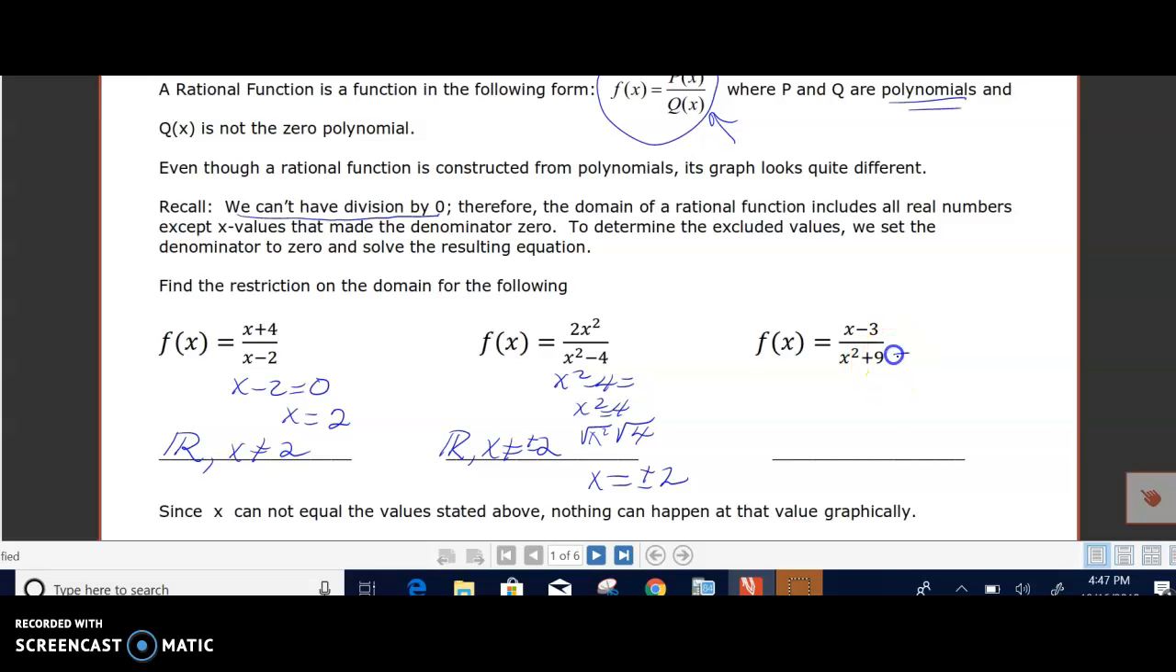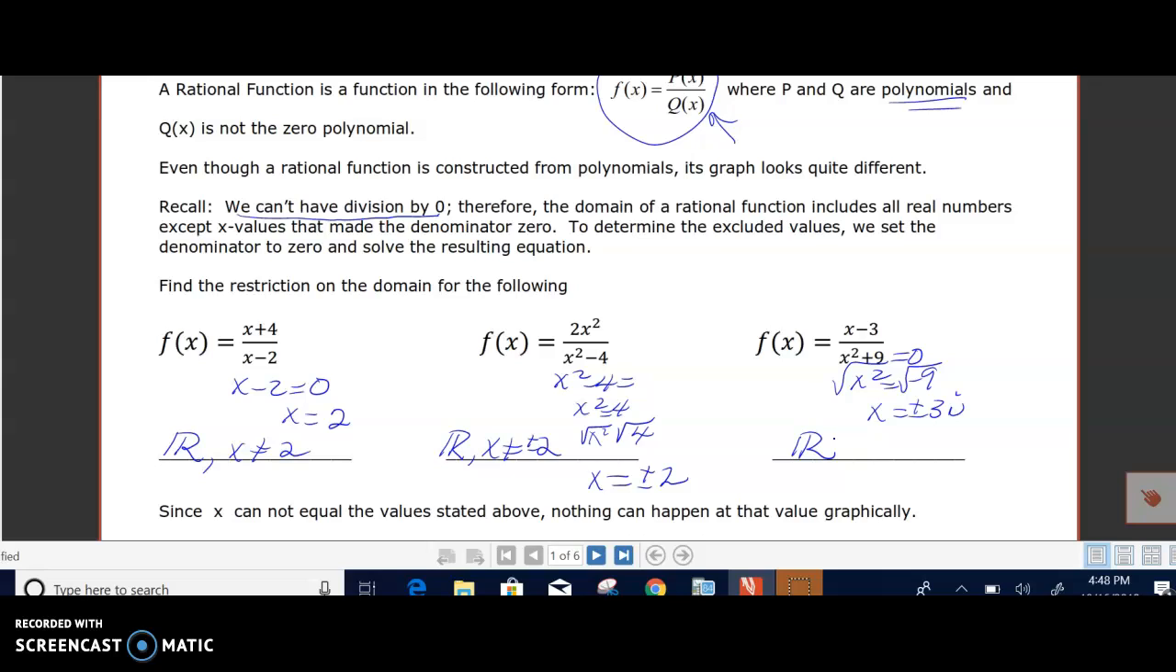Next one, I set my denominator to 0 and solve it. When I go to solve this, I bring the 9 over, it becomes a negative 9. And when I square root both sides, I have an issue because I get a plus or minus 3i. And since we're only working in the real number system, this domain is not going to have a restriction because there's no real number that we can put in place for x that would give us division by 0. So there is no restriction, it's all real numbers.